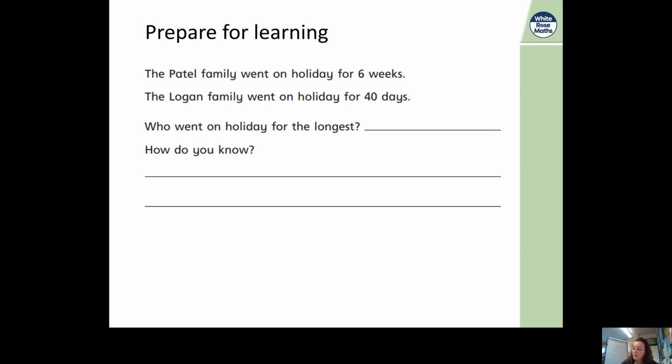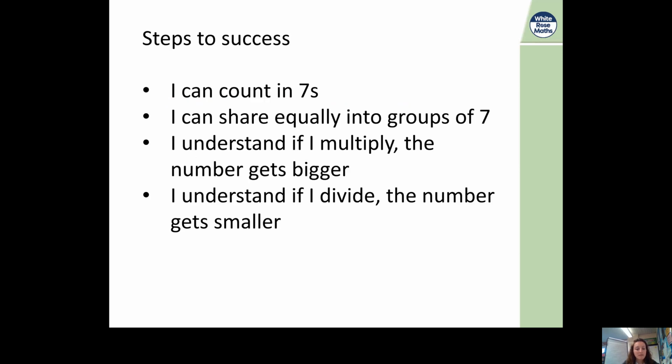So 6 times 7 equals 42. So the Patel family went on holiday for 42 days. Now we know that the Logan family went on holiday for 40 days. So the Patel family had a longer holiday. And we know this because 6 weeks times 7 days is 42 days, and 42 days is longer than 40 days. Well done if you got that one right.